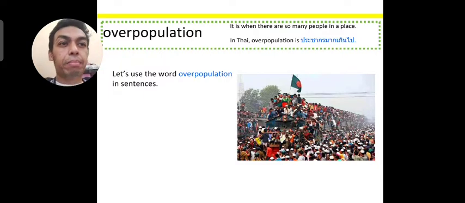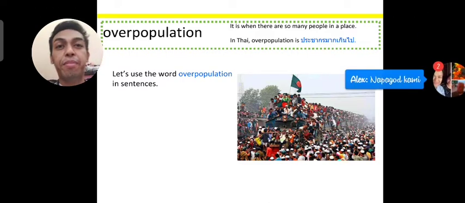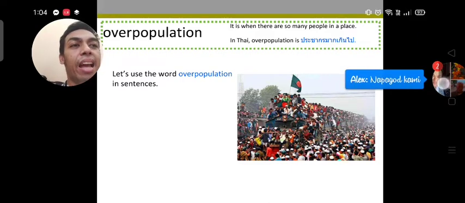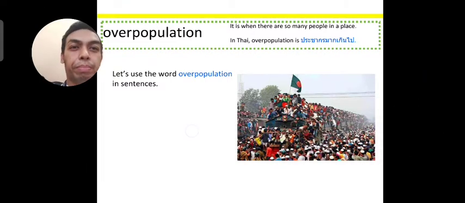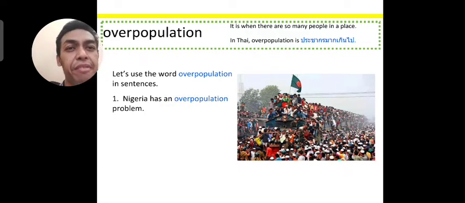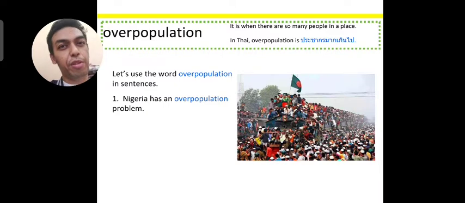This is a picture of overpopulation. This is in the country called Bangladesh. So it's very near India and very near Myanmar and very near Thailand. Okay. So let's use overpopulation in sentences. So we have number one, Nigeria has an overpopulation problem. Nigeria has an overpopulation problem. Can you say that again? You can pause this video if you want to practice that again, or you can rewind the video, okay?